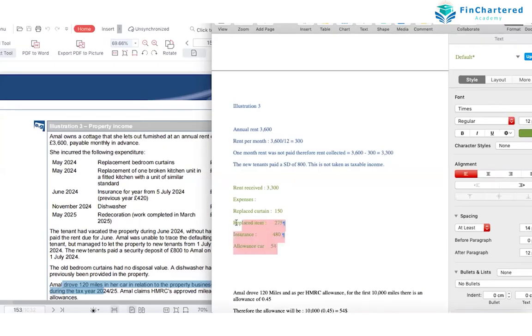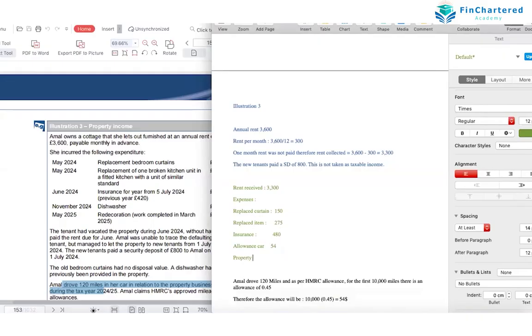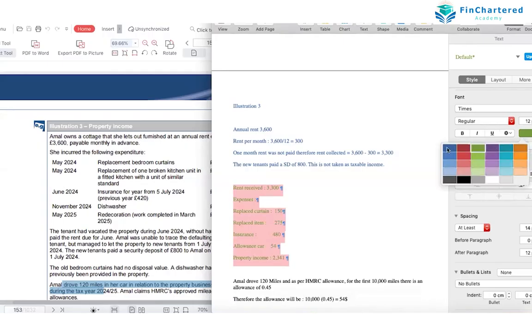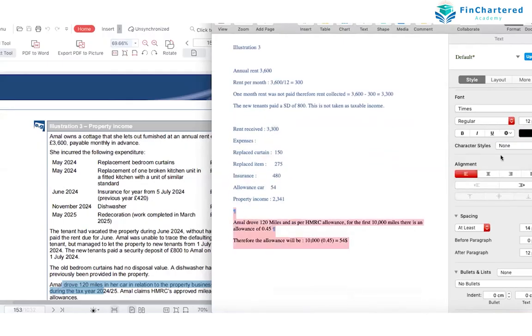Therefore, the expenses are totaling to 150 plus 275 plus 480 plus 54, which is 959. So 3,300 minus 959 will be, how much will the property income be? 3,300 minus 959 is 2,340. That's it. End of the question.